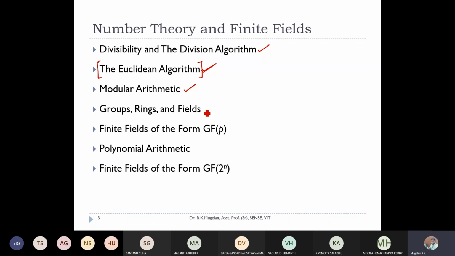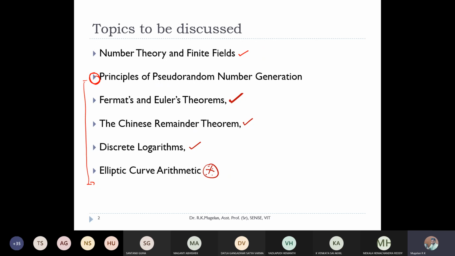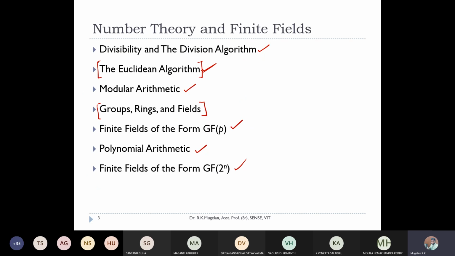Then we move on to groups, rings, and fields. This is a very interesting topic, which is also a base for modern day cryptographic techniques. Based on this, we'll be seeing finite fields of GF(p), then polynomial arithmetic, and finite fields of different forms. Don't panic. These many topics are all very small topics, and we'll be running through them very quickly. So I think we can proceed.